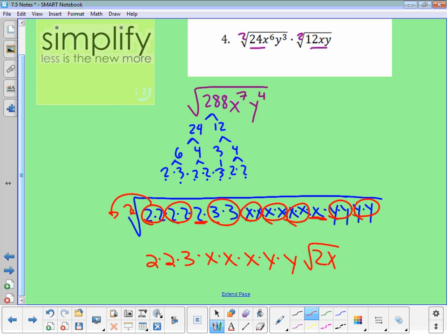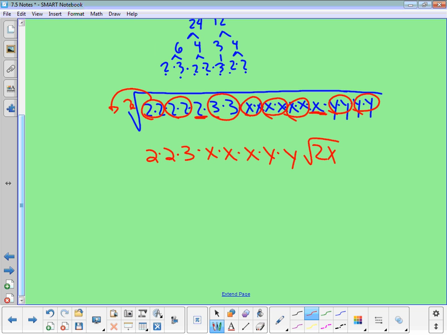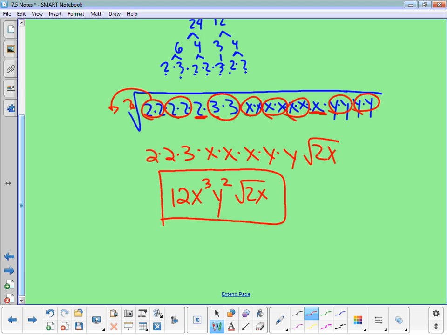Then I just simply need to put it back together. I know that 2 times 2 times 3, 2 times 2 is 4, 4 times 3 is 12. So I have 12 out front. Then I have x times x times x, which is the same thing as x to the third. I have y times y, which is y squared. And then I have a radical 2x underneath. Now I'm simplified. Now I have all perfect squares out from under the radical. I have no radicals in the denominator, and I'm done with that one.